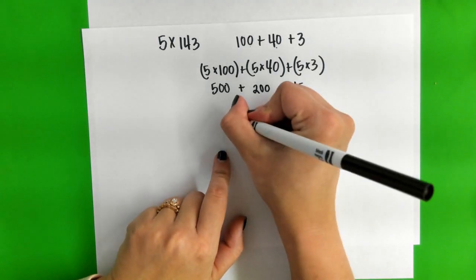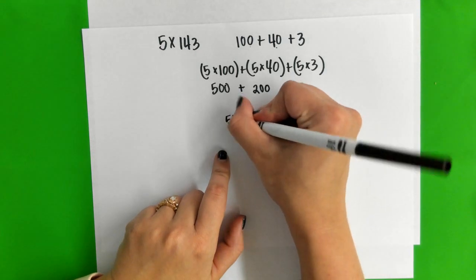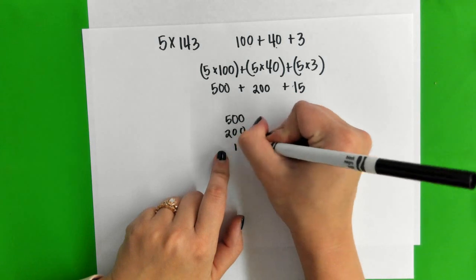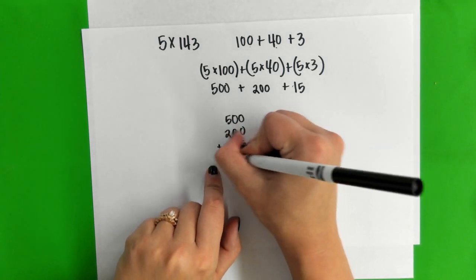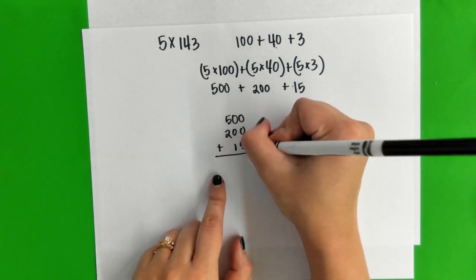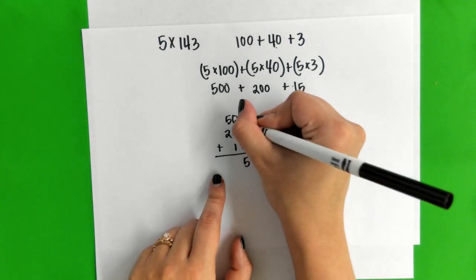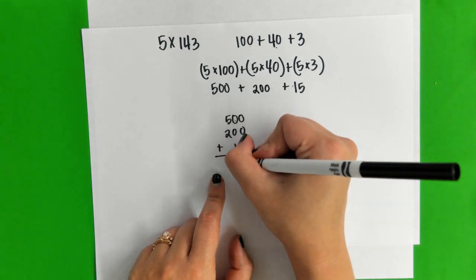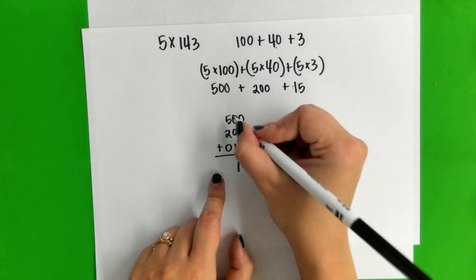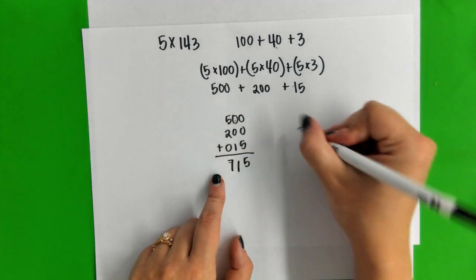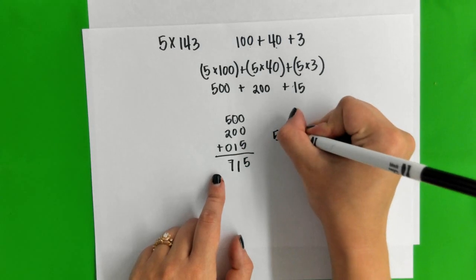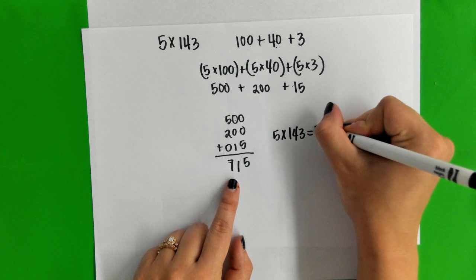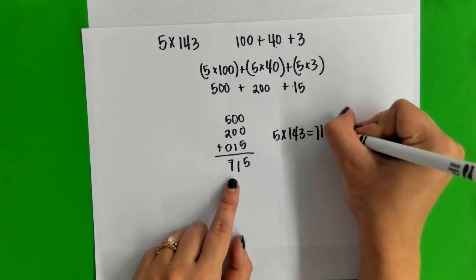And we can stack this up too if it makes it easier. So 500 plus 200 plus 15, making sure that I'm lining my place values up. 0 plus 5 is 5. 0 plus 1 is 1. And 5 plus 2, we have nothing right here, is 7. So I know that 5 times 143 equals 715.